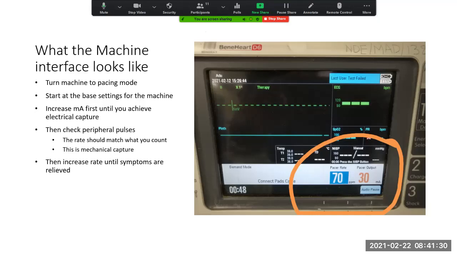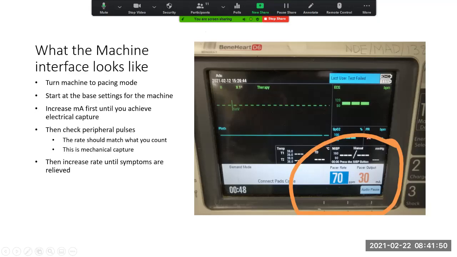You are trying to basically say, all right, listen, this machine is going to come in, this machine is going to take over, this machine is going to tell the heart how fast to go. And the way that you do that is by increasing this, all right? And I'm going to show you what it looks like just now, all right? Then you check the peripheral pulses.